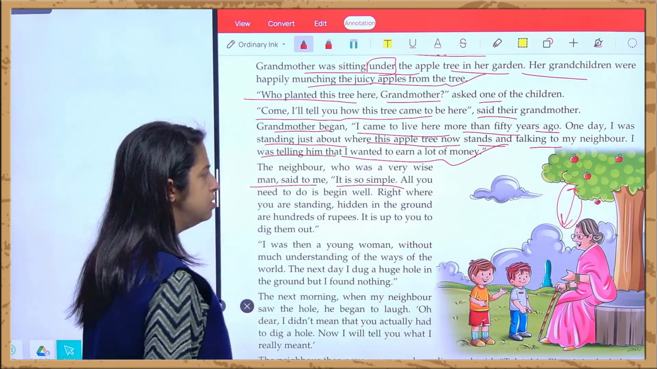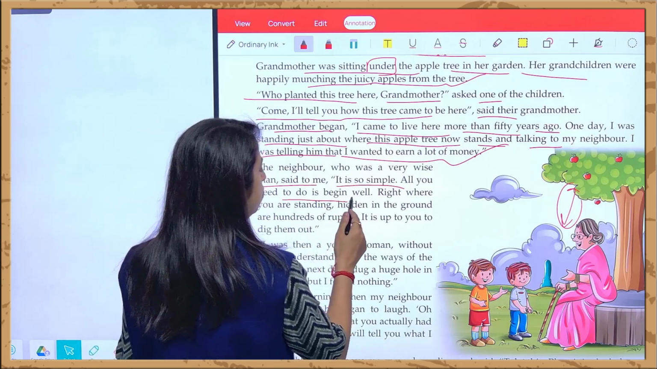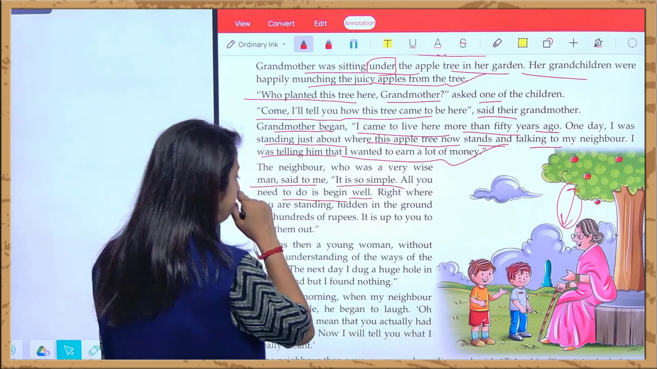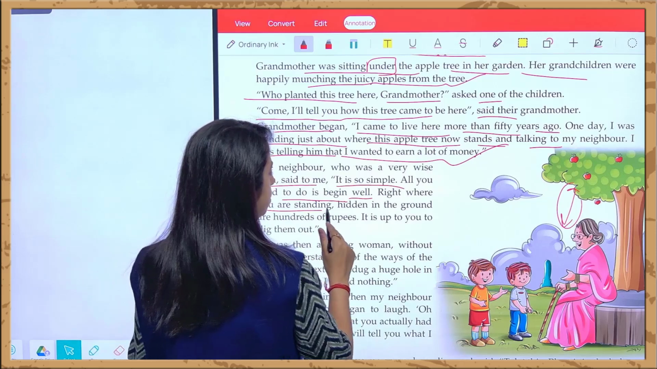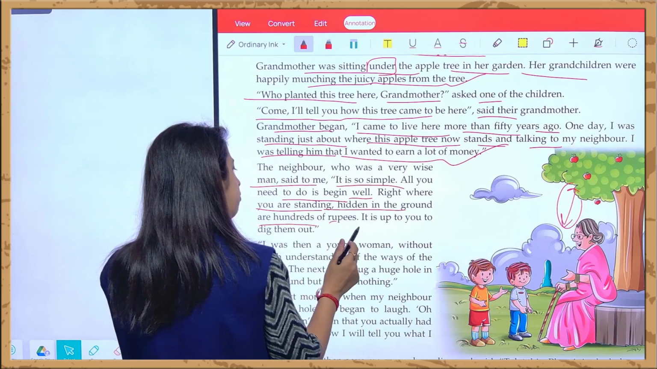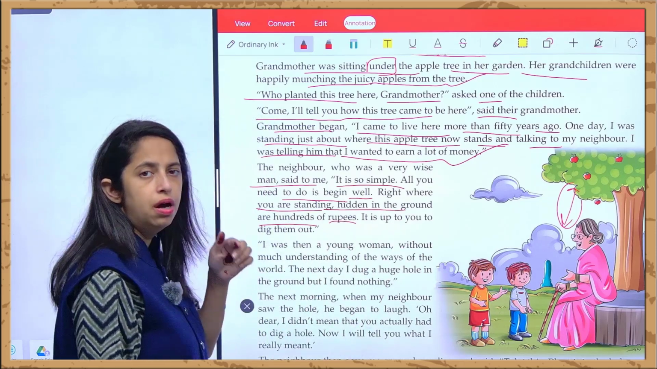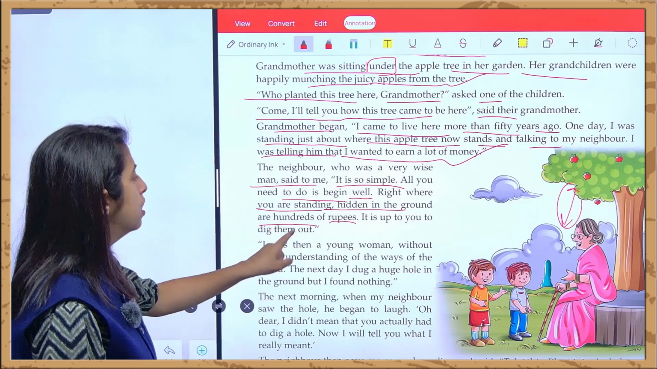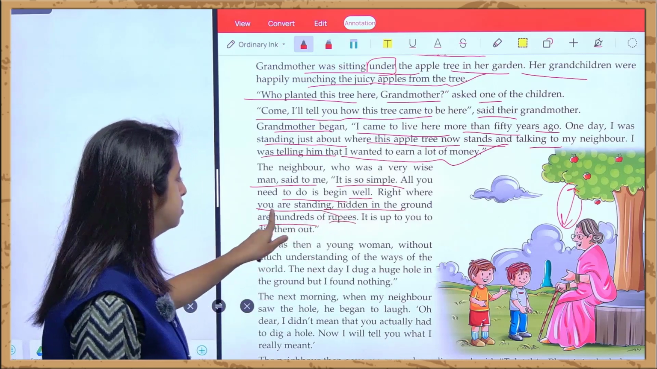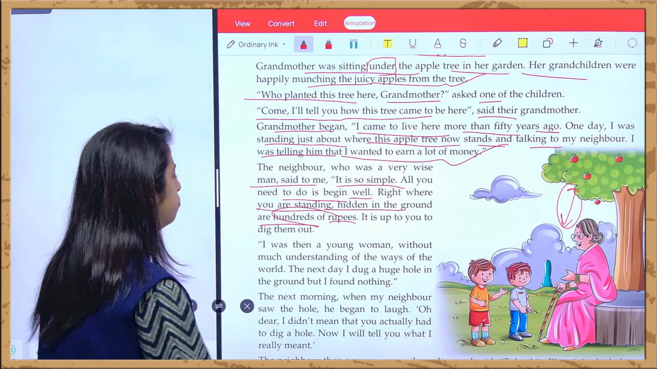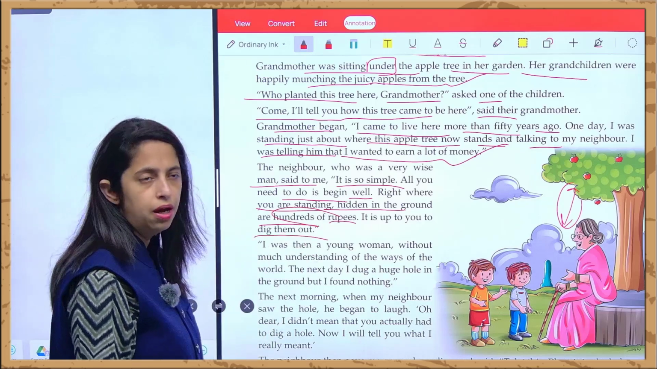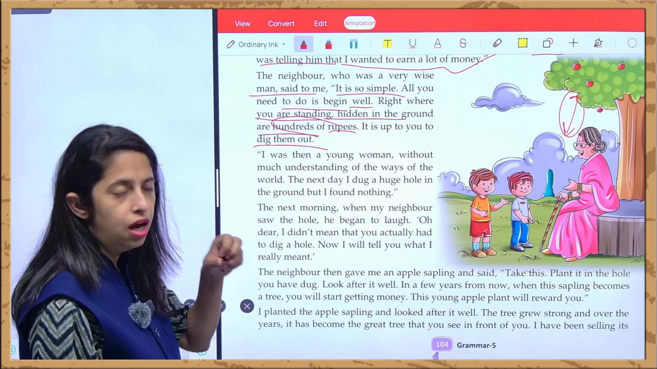Now the neighbor, who was very wise man, said to me, "It's too simple." ये क्या कह रहा है? It's very simple. All you need is to begin well. कि आप अच्छे से start करिए. Right where you are standing, hidden in the ground, are the hundred of rupees. He's saying कि जहाँ पे आप खड़े हैं, वहाँ पे क्या है? Hundreds of rupees क्या हुए हैं? छुपे हुए हैं. And it's up to you to dig them out. और ये आपके हाथों में है कि आप उसे कैसे निकालती हो, right?